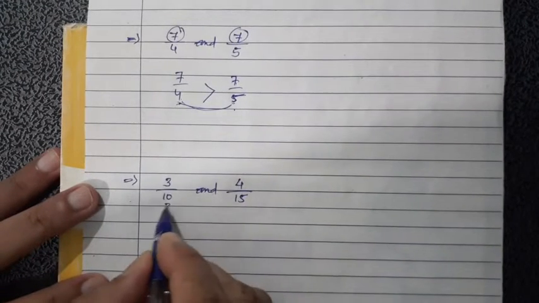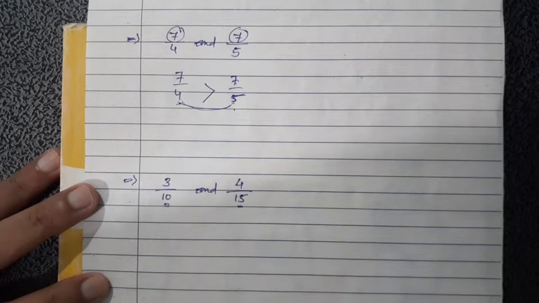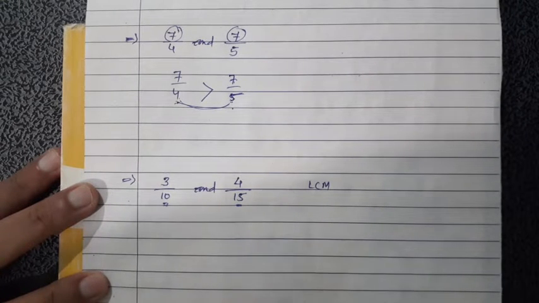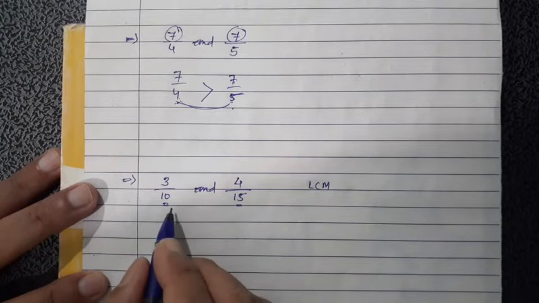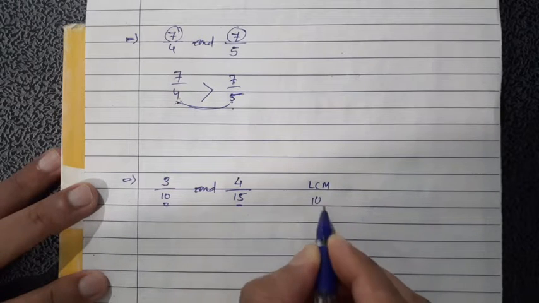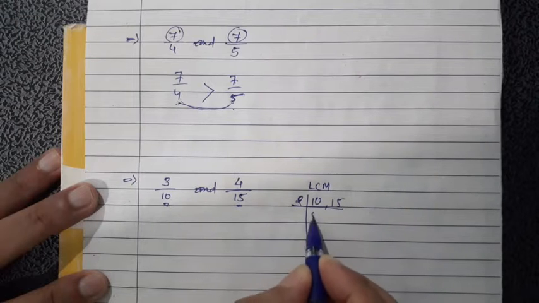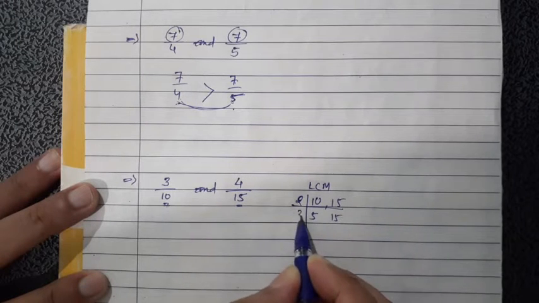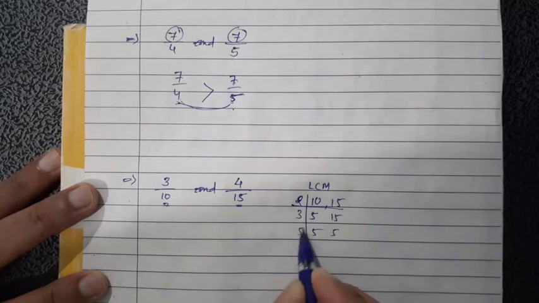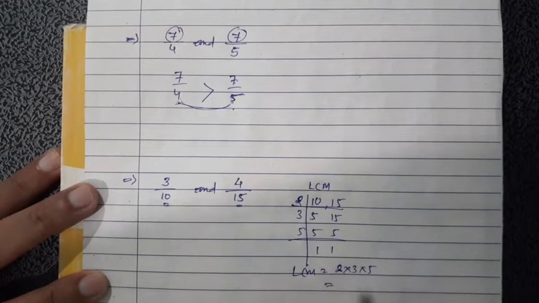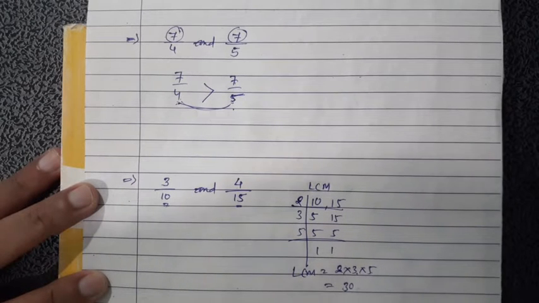But when the denominators are not the same, you compulsorily have to take the LCM. Yesterday I showed you that. Okay, so for 10 and 15, you just take the LCM of 10 and 15. So that is 2 5s are 10, 3 5s are 15, and 5 1 1. So here LCM equals 2 into 3 into 5, that is 5 3s are 15, 15 2s are 30.